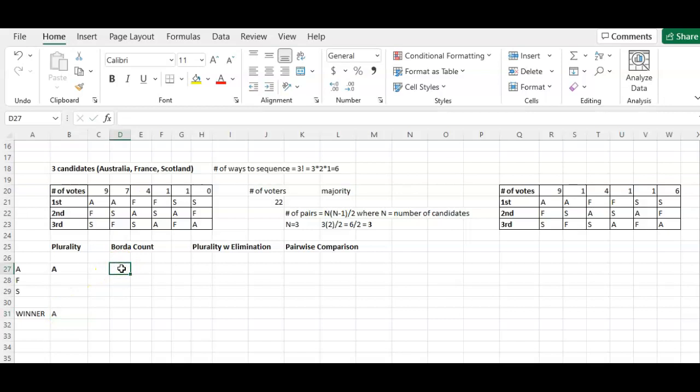Now we're going to do the Borda count method. The Borda count method is when you assign points based on the position. So you start with the lowest position, which is third, and assign 1 point. Going up, second position would be assigned 2 points, and first position we would assign 3 points. For each of our candidates, we take the position that they're in and multiply it by the number of votes that they received in that position, and then we add that together.